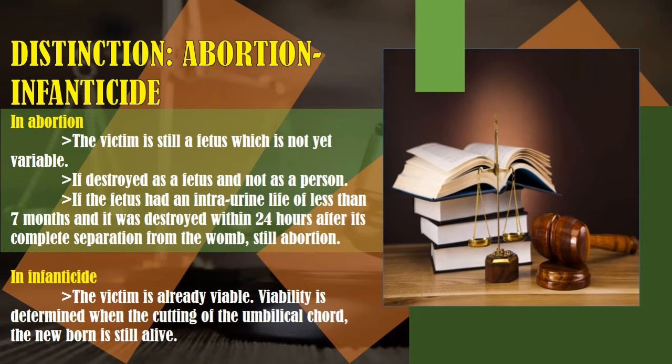So when we say intrauterine life, class, or the prenatal life, that is the interval of life between the conception and the birth of the child. So remember, class, that if the fetus had an intrauterine life of less than 7 months and was destroyed within 24 hours after its complete separation from the mother's womb, this is still abortion. So there are two kinds of abortion, class, the intentional and the unintentional abortion that we will discuss later.